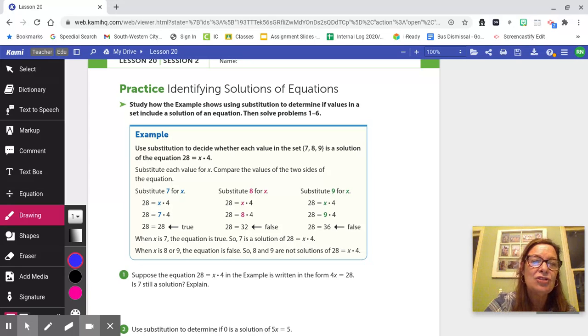So they did the substitution for 7, and they found out 28 is equal to 28. So that is true. When they substituted 8, then they got 28 equal 32, and that is false. And when they substituted 9, they got 36, and that was false. So when x is 7, the equation is true. So 7 is a solution of 28 equal x times 4. When x is 8 or 9, the equation is false. So 8 and 9 are not solutions of 28 equal x times 4.